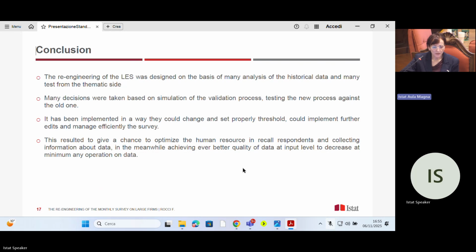As a conclusion, the engineering was designed on the basis of many analyses of the historical data and many tests. Many decisions were taken based on simulation of the validation process, testing the new process against the old one. It has been implemented in a way that the manager could change and set thresholds properly, could implement further edits and manage the survey efficiently. This gave a chance to optimize the human resources in recalling respondents and collecting information about data, in the meanwhile achieving a better quality of the data at the input level.